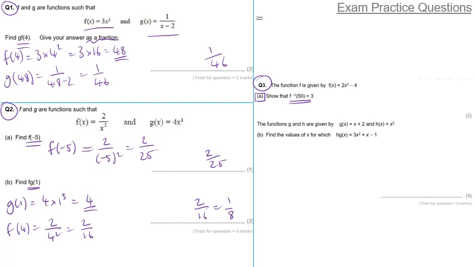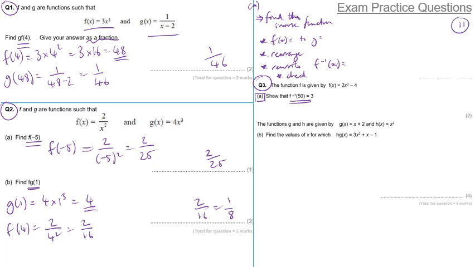First thing we need to do for this is find the inverse function. Remember our steps for doing that. We change f of x equals to y equals. We rearrange to make x the subject. We rewrite it, so using our inverse function notation. And then we can check that the answer works. So pause it and have a try with this.